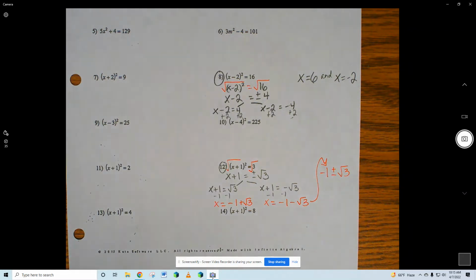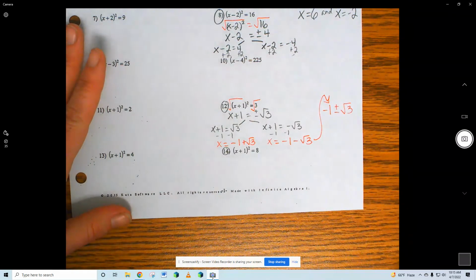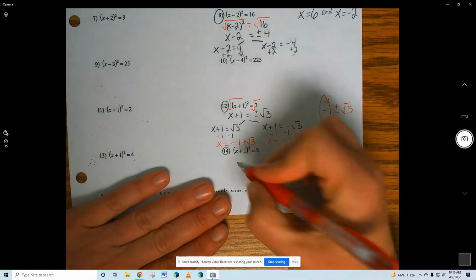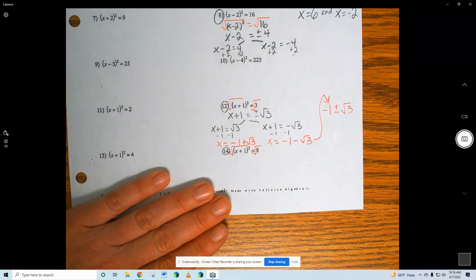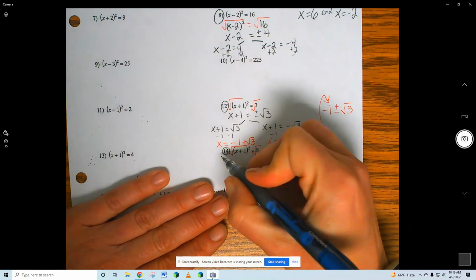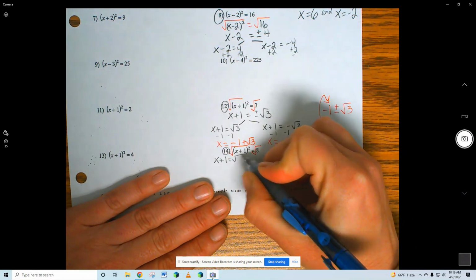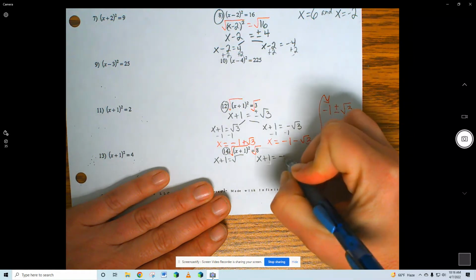Honestly, I feel like I should do 14 as well. It's just going to help you. Square root both sides. X plus 1 equals rad 8. Can't I break that down? Negative rad 8.